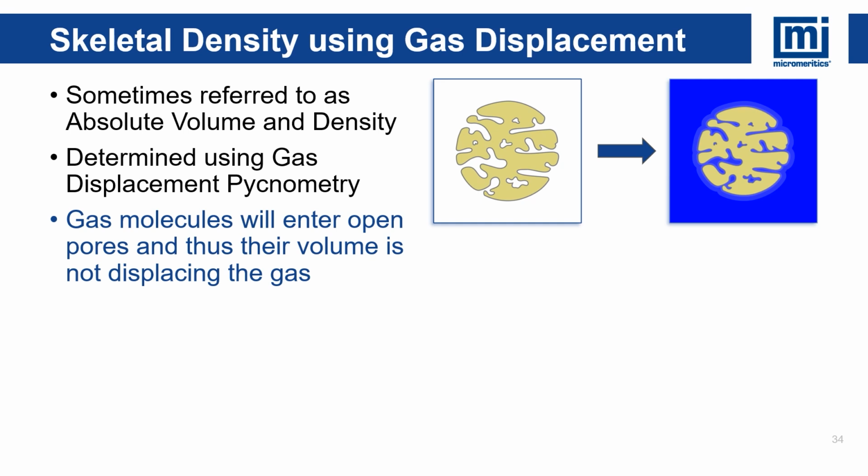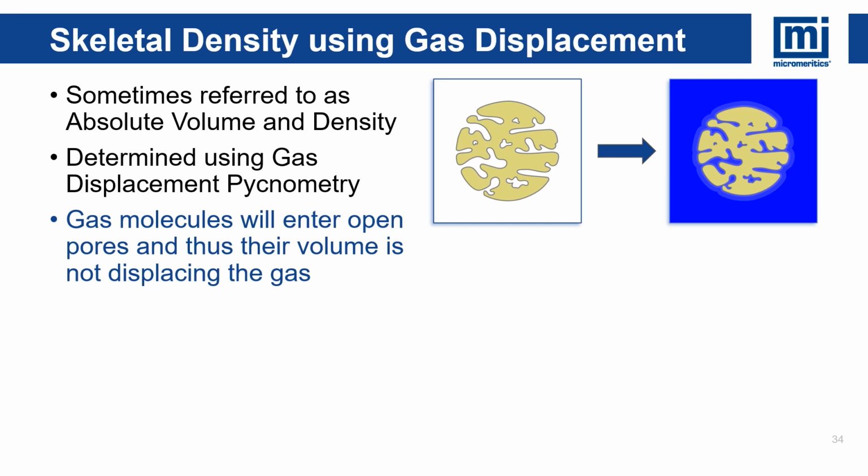However, if there are closed pores, pores that cannot be filled from the outside by the surrounding gas, then the volume of those closed pores is included as part of the skeletal volume of the solid object, along with the part that is solid, and therefore our calculated skeletal density will not be equal to the absolute density because of the presence of the closed porosity.